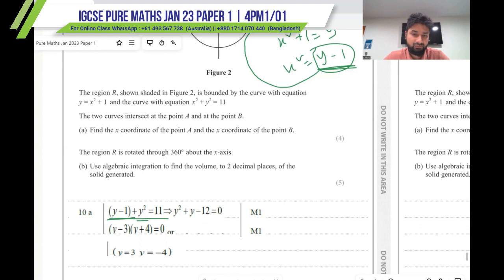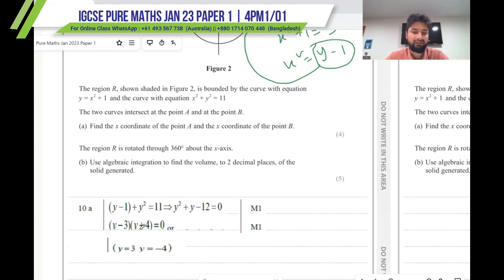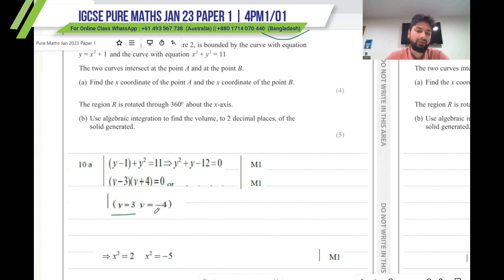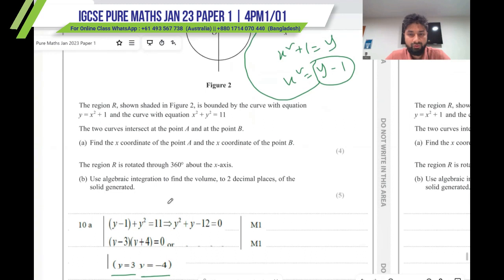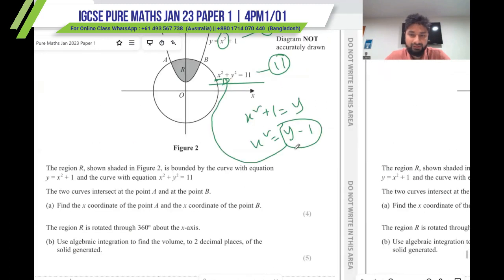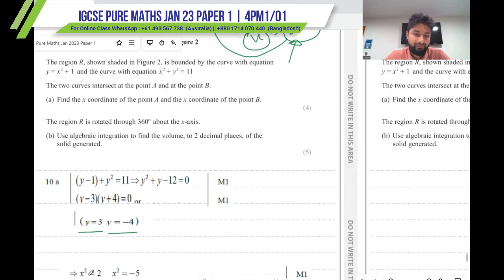So when we arrange this equation, we get y square plus y minus 12. Now, after factorising using the middle term, we can finally get the answer for y, which is going to be y equals 3 and y equals minus 4. When we substitute the value of y as 3 and minus 4 into any of the equations, maybe we can substitute it over here instead of y, we get x square equals 2 and x square equals minus 5.